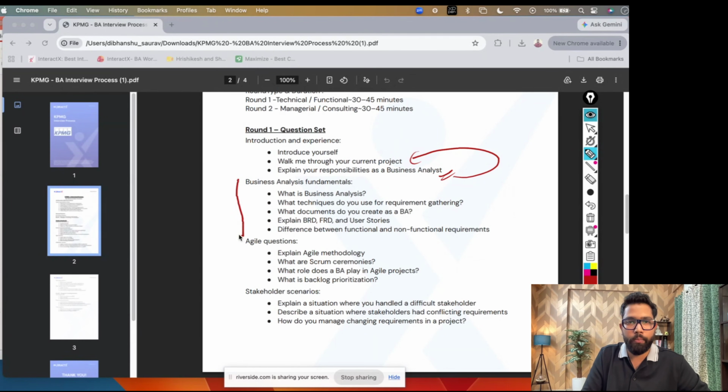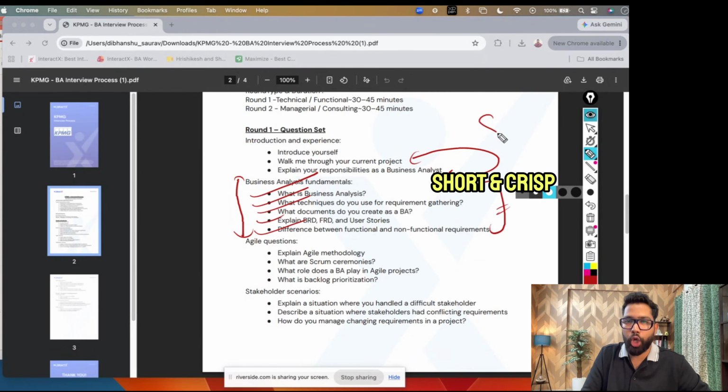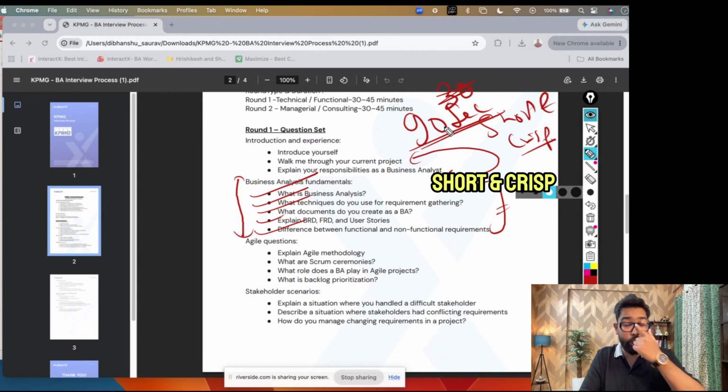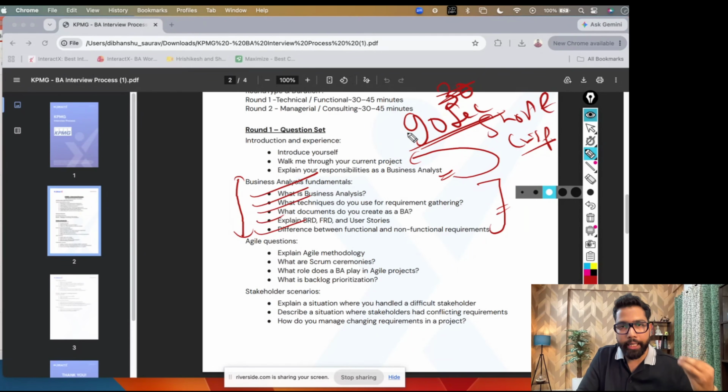Followed by some fundamental BA questions that were asked. What is business analysis? What techniques do you use for requirement gathering? What documentation do you create as a business analyst? Explain the difference between BRD, FRD, and user story, and the difference between functional and non-functional requirements. I always recommend short and crisp responses, not exceeding 90 seconds. The jargon that we use for the explanation matters the most, along with a practical scenario if we can try to explain.